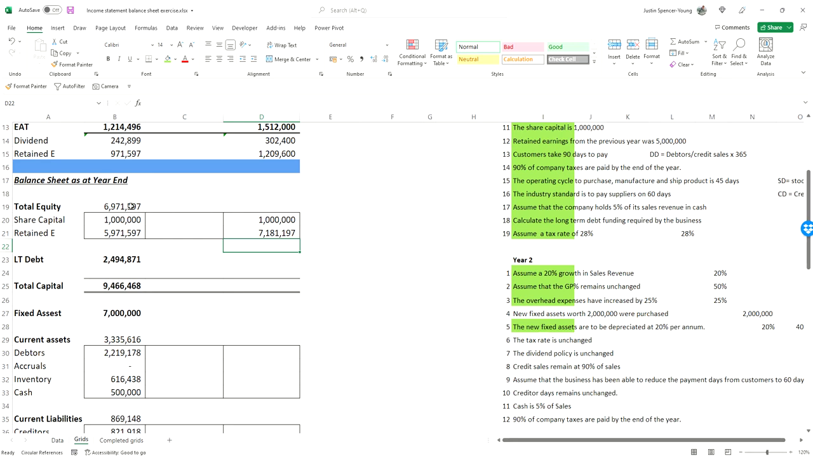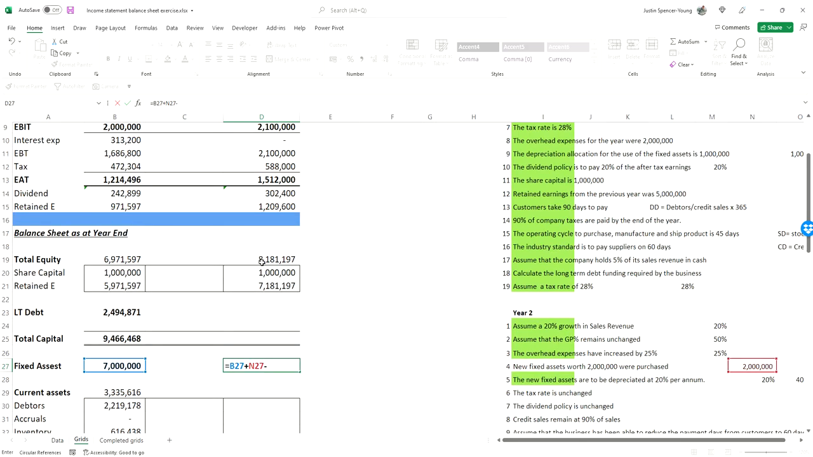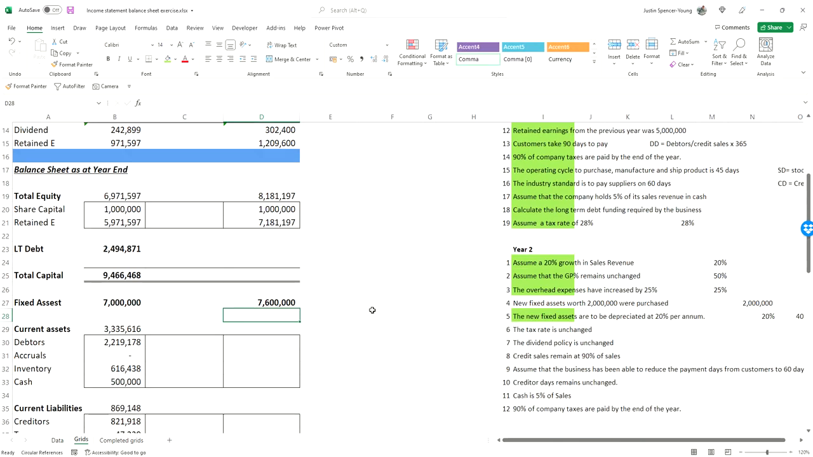Then what we can do here is copy that formula and paste it in there. It will add up our equity. All right, let's move on. New fixed assets. Okay, so we must take the existing assets. We must add to this the 2 million. Let's rather point to the number, the 2 million. Then we must subtract from this the depreciation that has been allocated to the income statement for the use of those assets. That gets us to 7.6 million. All right, so now we can paint that green.